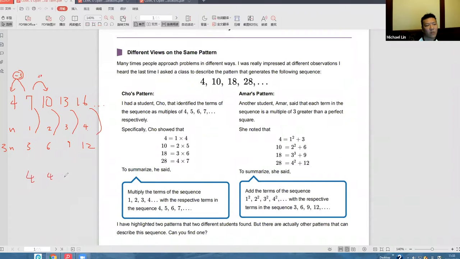The difference is always 4. So we know that it's going to be 4 more than 3n. So therefore, 3n plus 4 gives me this number. Okay? So that's how we find the general rule for linear patterns.